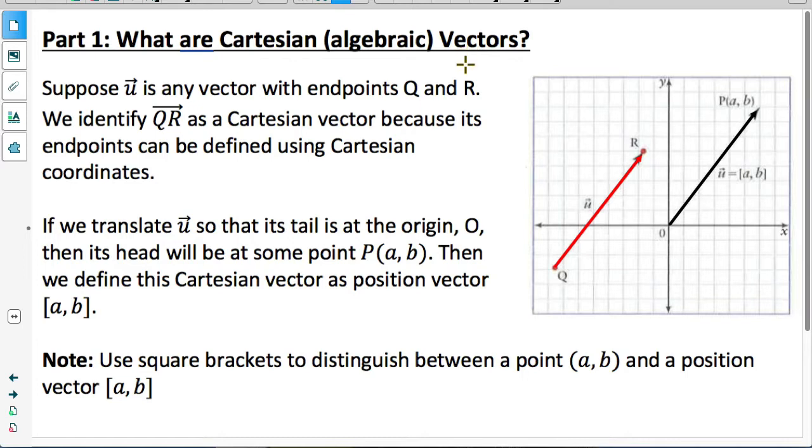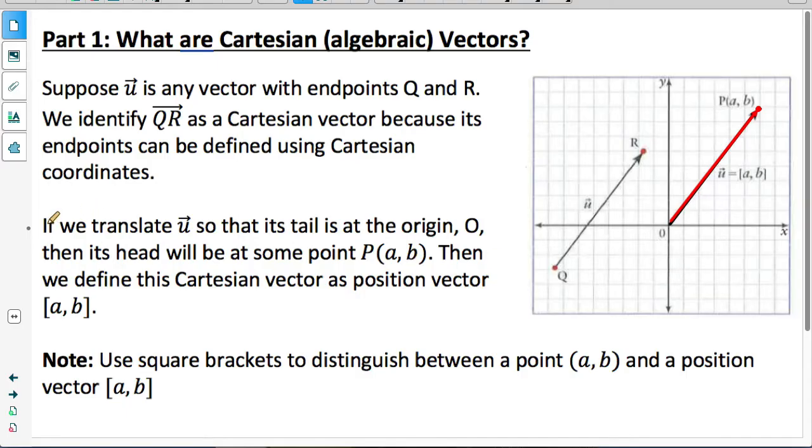Now, in order to define that vector algebraically, what we're going to do is translate that vector, without changing its direction or magnitude, so that its tail is at the origin. So notice how its direction and magnitude have not been changed. But now that it's been translated so its tail is at the origin, we can define this vector based solely on the point that its tip is at. So what are the coordinates of that point?